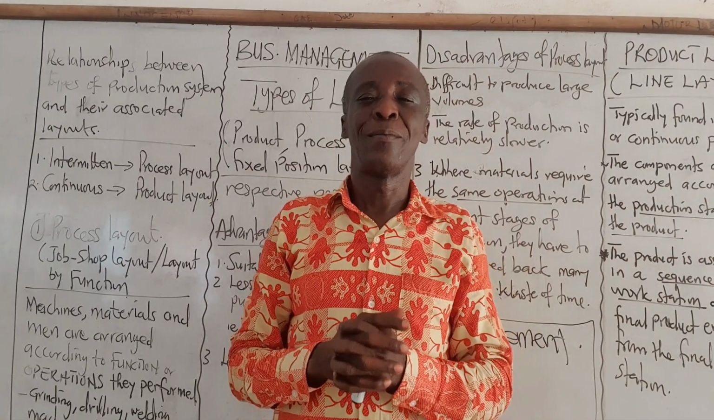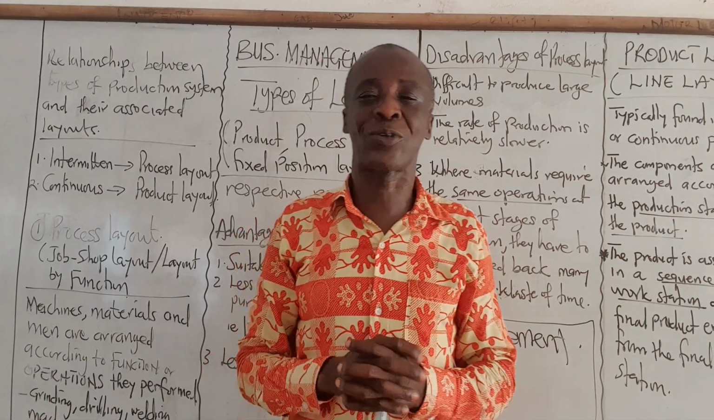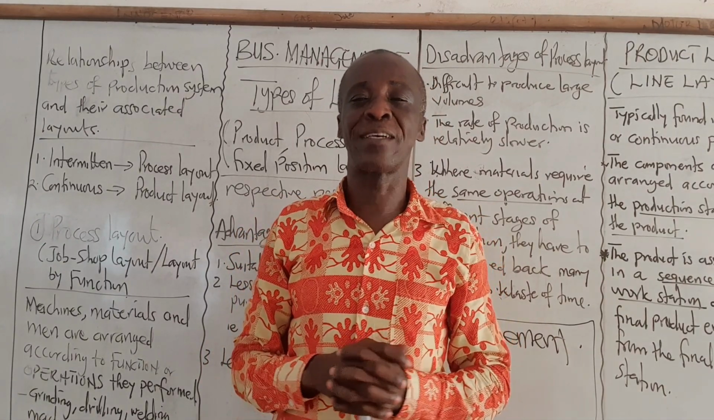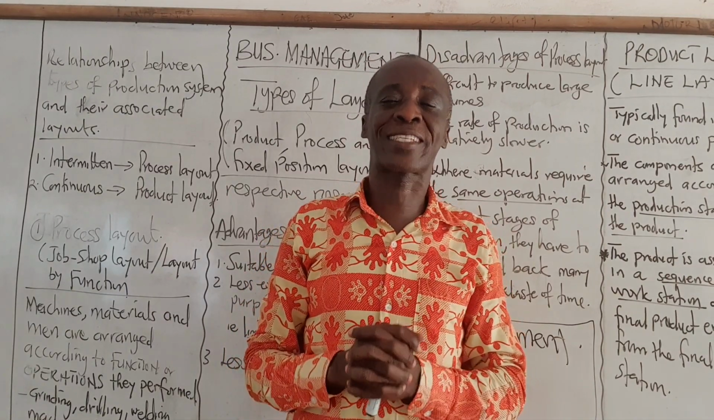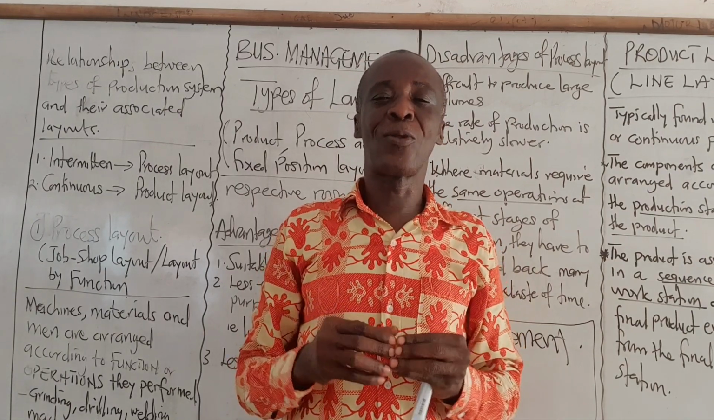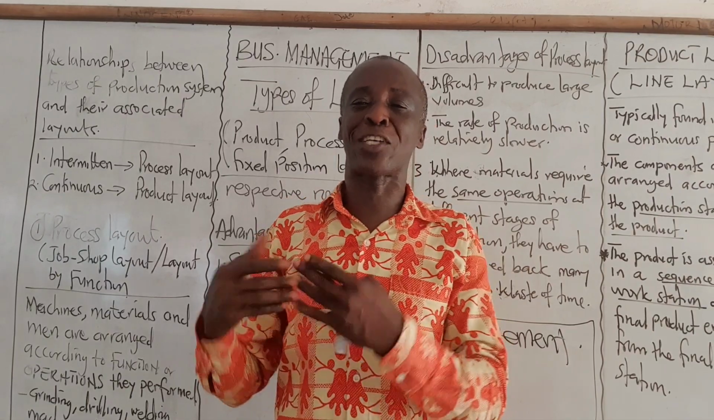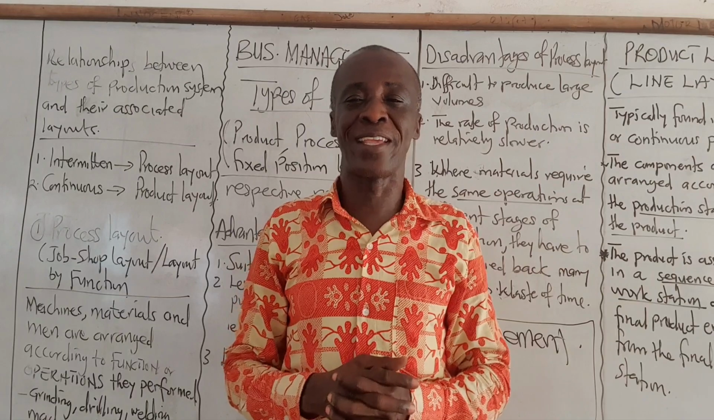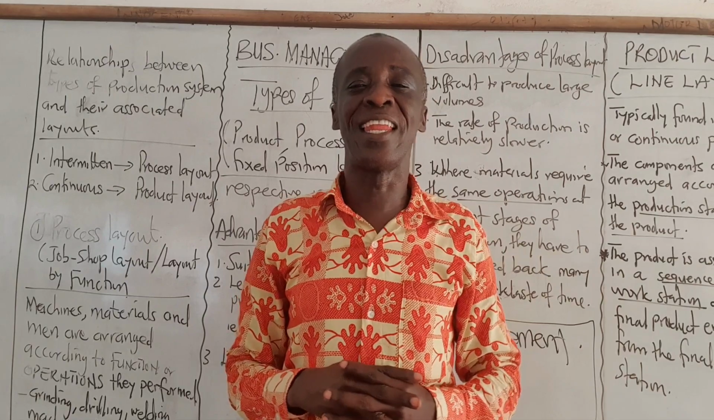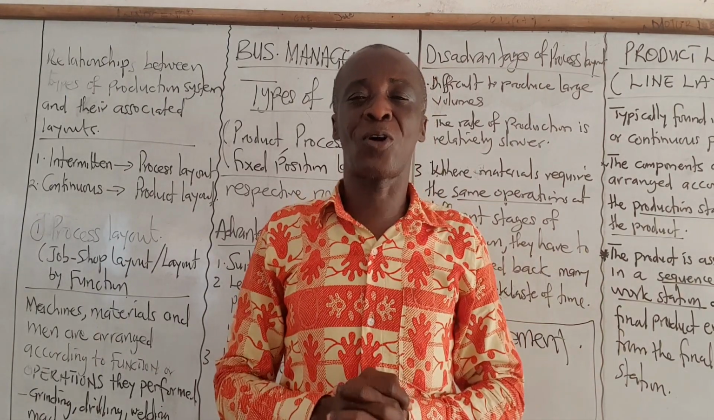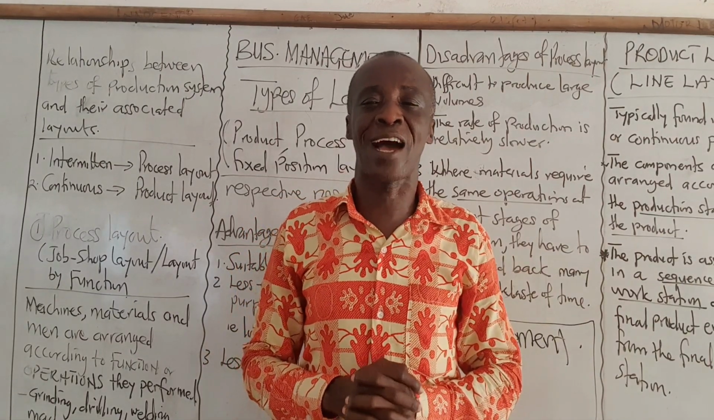We'll be looking at the process layout. We also look at product layout, and then we end with fixed position layout. So we are looking at three types of layout. In other words, we are looking at three types of arrangement of your men, the machines, and then the materials at the workplace. One of them is called process layout. The other one is called product layout. And we have what we call fixed position layout.